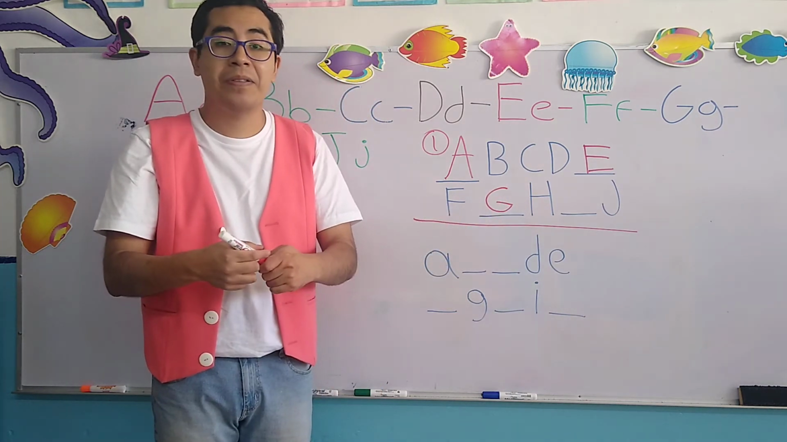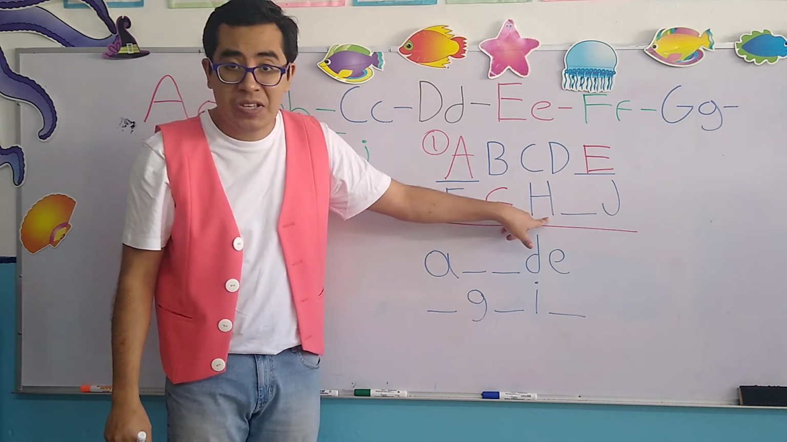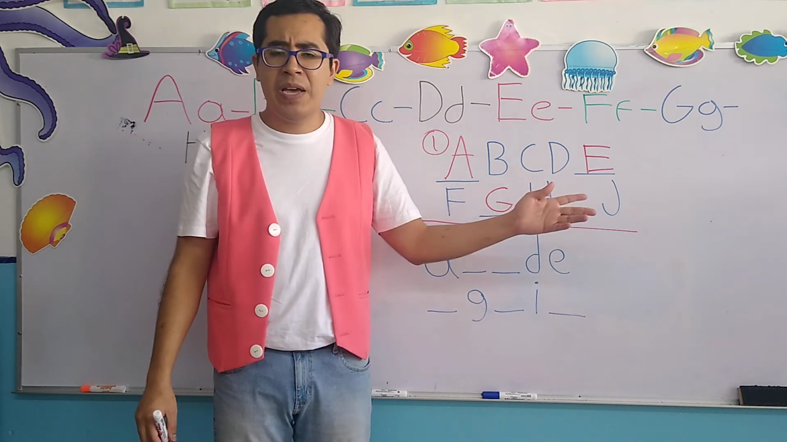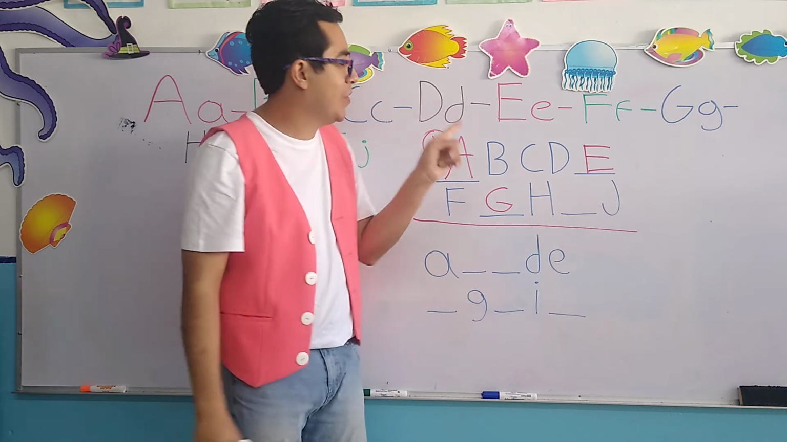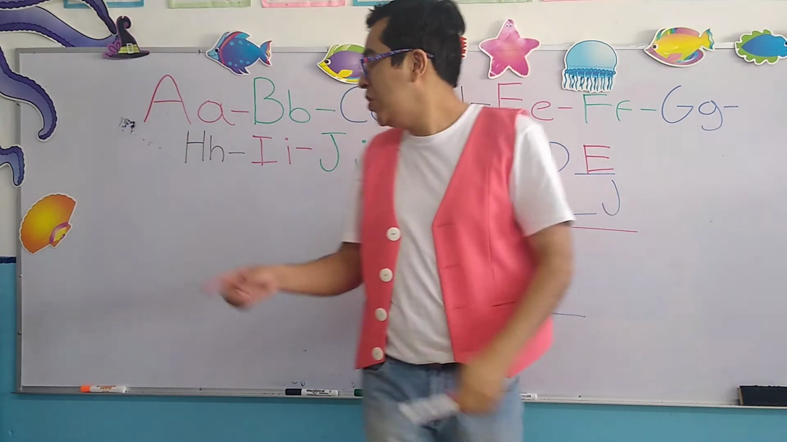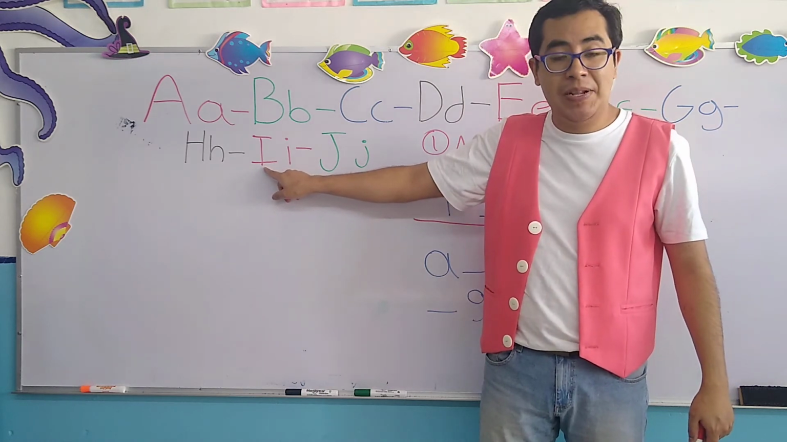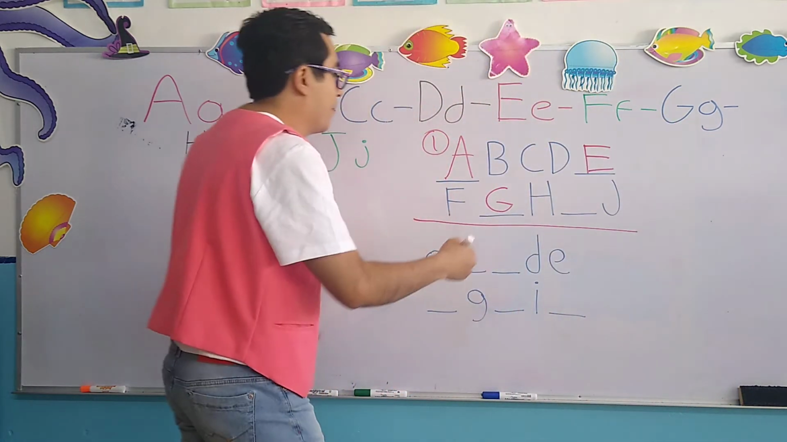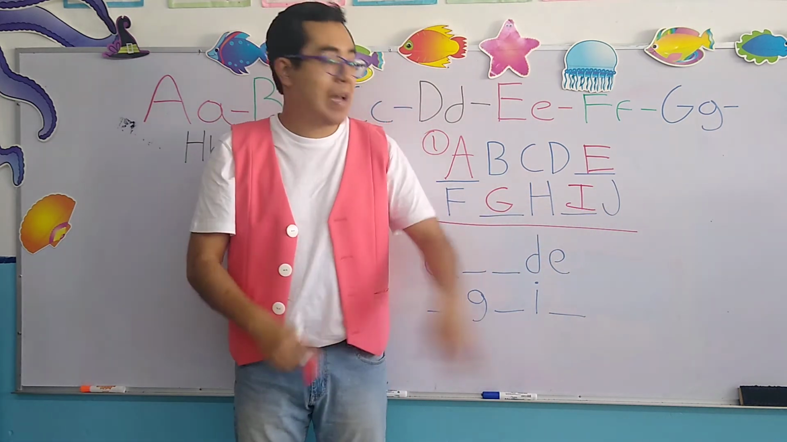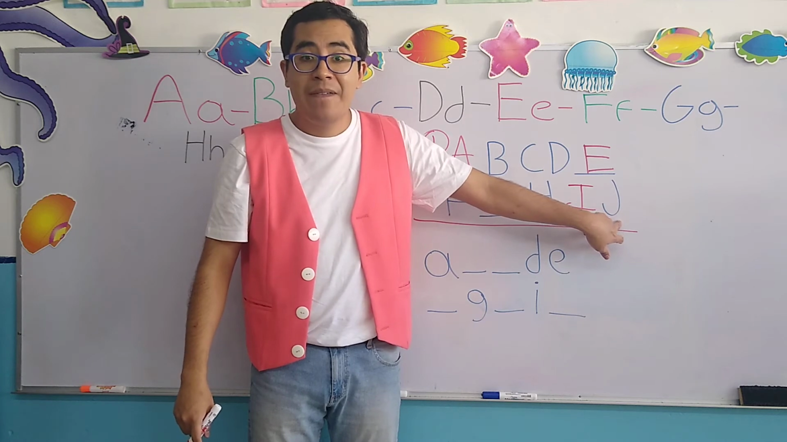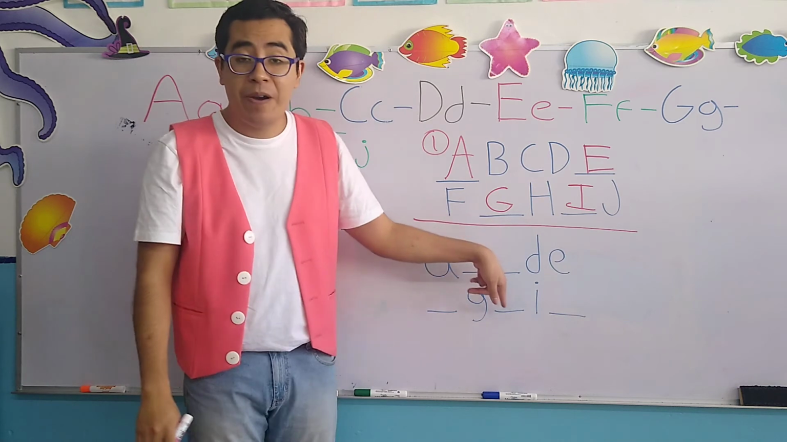Okay, very good. Now, capital G, capital H, and again a blank space. So what is the next letter? Let's see. Capital H, capital I is the next letter. Okay, so capital I. And finally, capital J. Okay? Very good. Now, let's check the ones that are under.